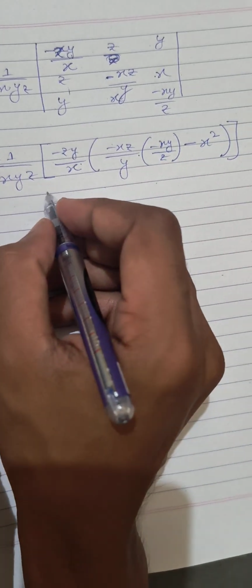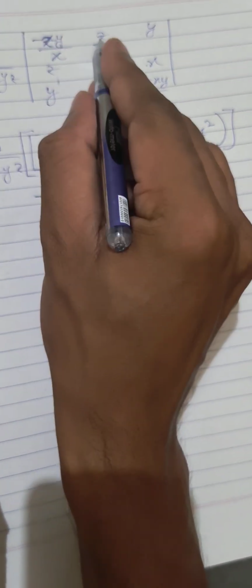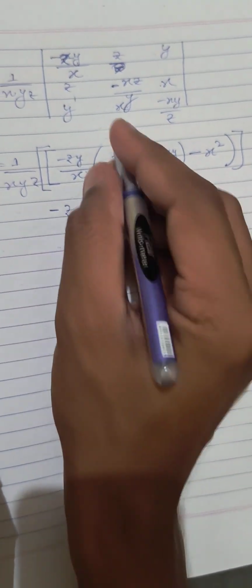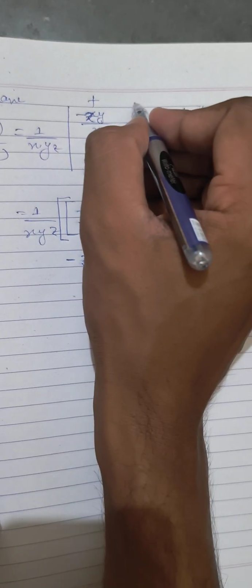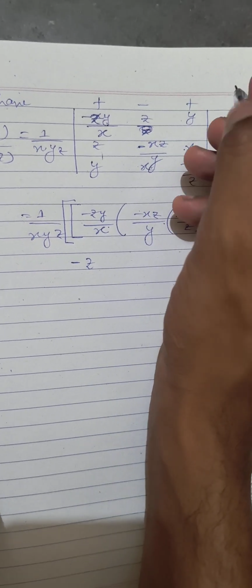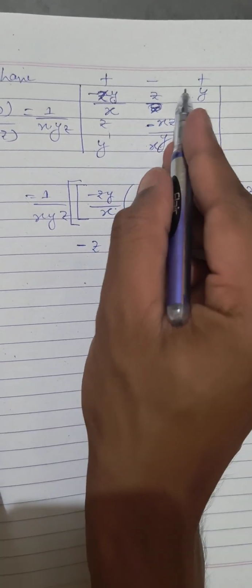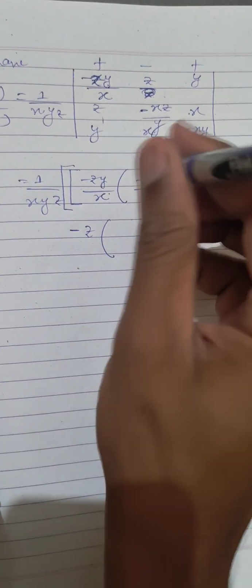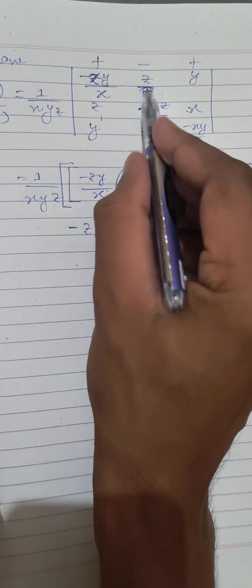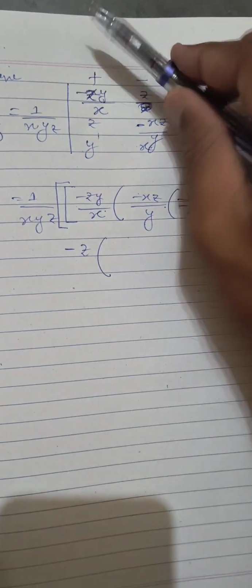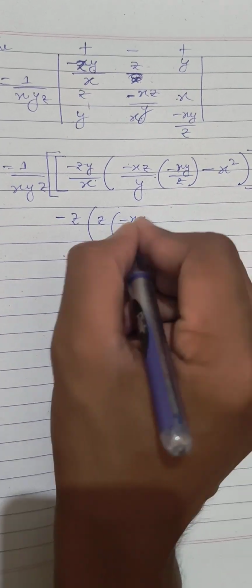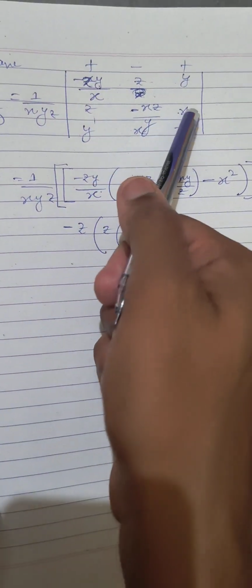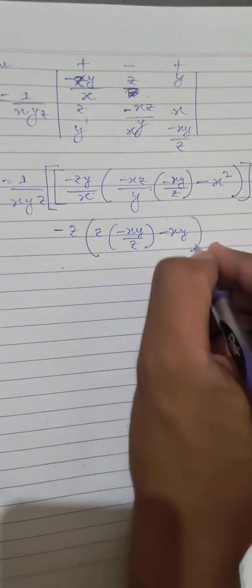Similarly, here I will apply one more bracket with minus, then next this one minus z. Whenever you are expanding a 3 cross 3 determinant, the sign convention is plus, minus, plus. So now you have to take z as minus z. The z element is present in the first row, second column, so skip the first row and second column. What we are left with is z into minus xy divided by z, minus this into this value, minus x into y.